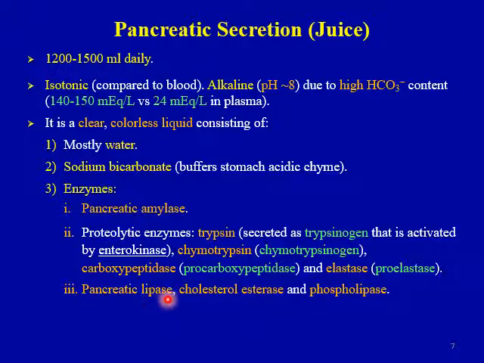The other enzymes are pancreatic lipase, cholesterol esterase, and phospholipase, and ribonuclease and deoxyribonuclease for the digestion of the RNA and DNA. The peptidases are released as inactive enzymes because if they were released as active enzymes, they would cause autodigestion of the pancreatic parenchyma. So this is meant to protect the pancreas from autodigestion after their release from the acinar cells.